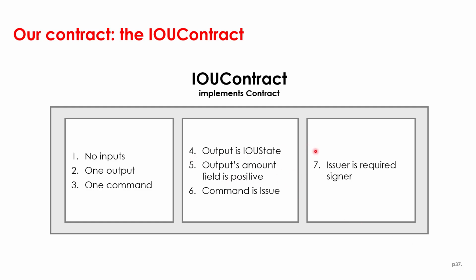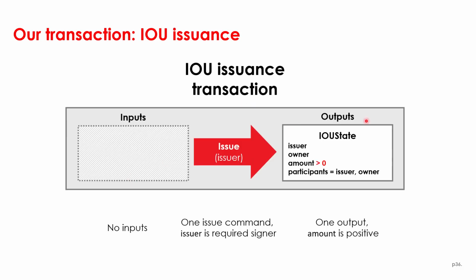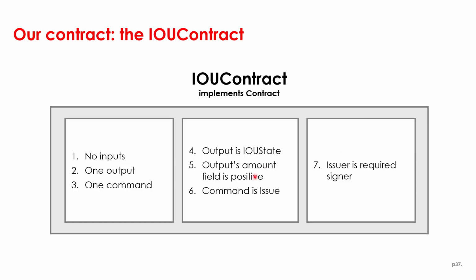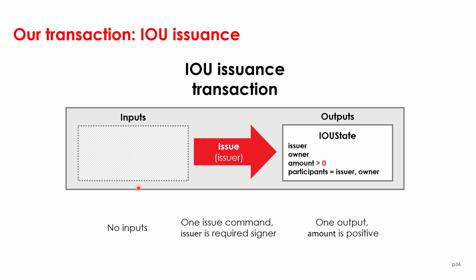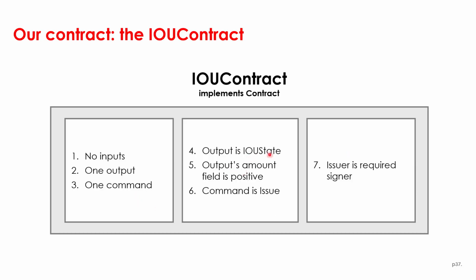Again, if we look through all of our IOU contract, that class that implements contract, we'll see there are no inputs, one output. I think we just saw that on the previous. So we have that one output state. We have the one command. Again, we see the one command and the one output state. Output is the IOU state, and the output field is positive, and the command is issue. And the issuer is the required signature.